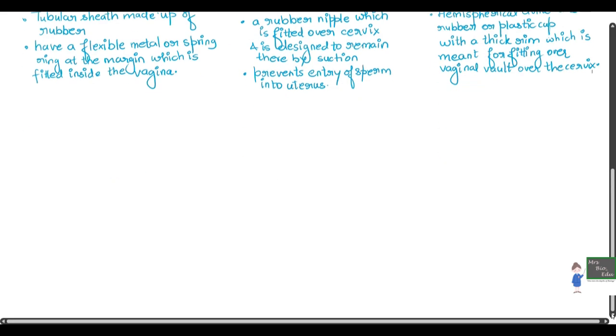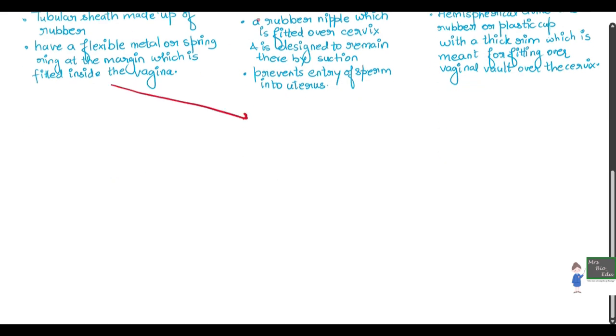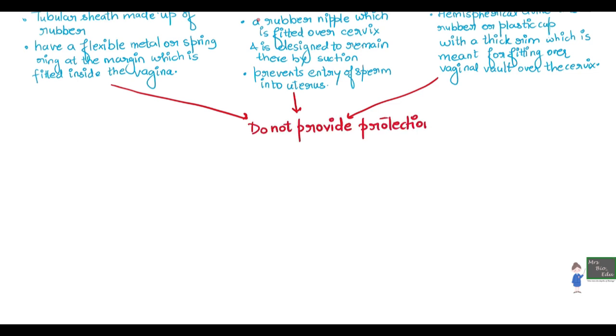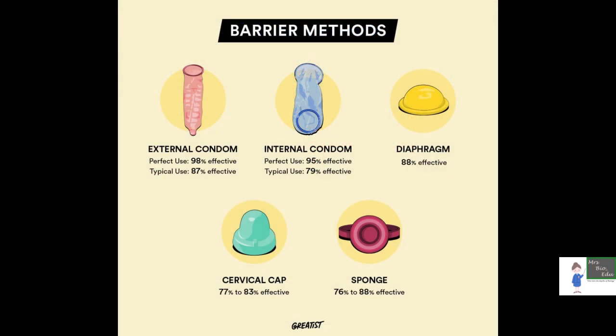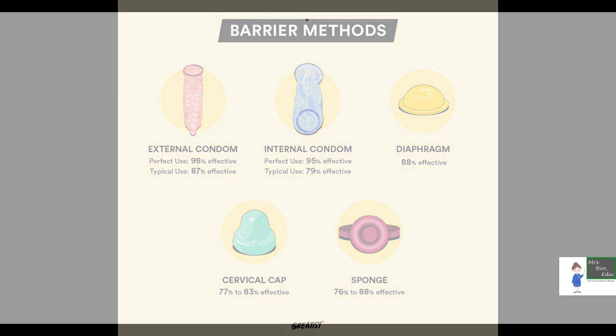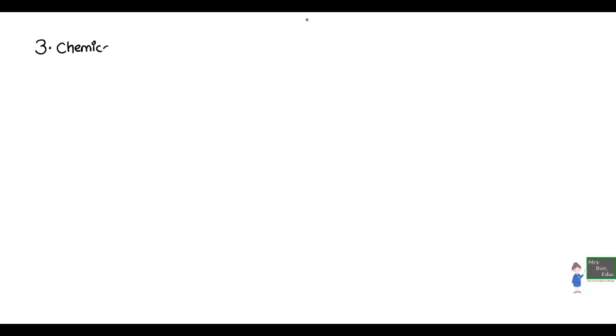Once it is there, it will not allow any of the sperm or the semen to sweep up into the uterus. One common thing in all three: they do not provide protection against STD because there is no barrier. Now, this is how they look. So you can see the cap, cervical cap, diaphragm, condoms, and so on.